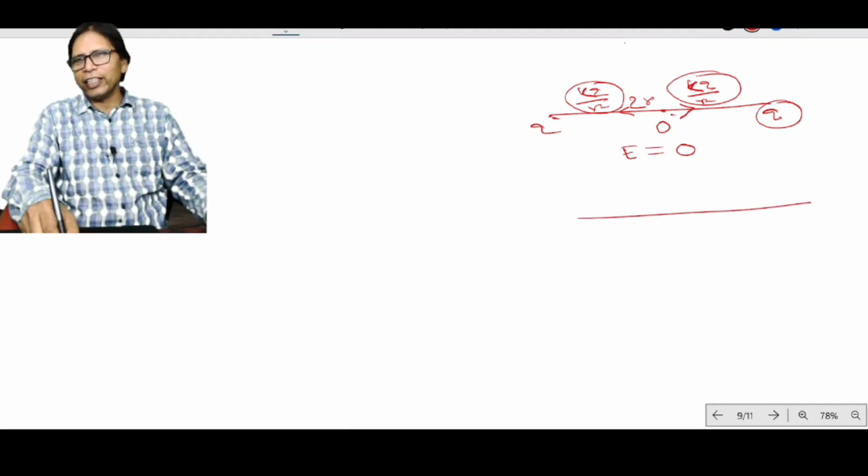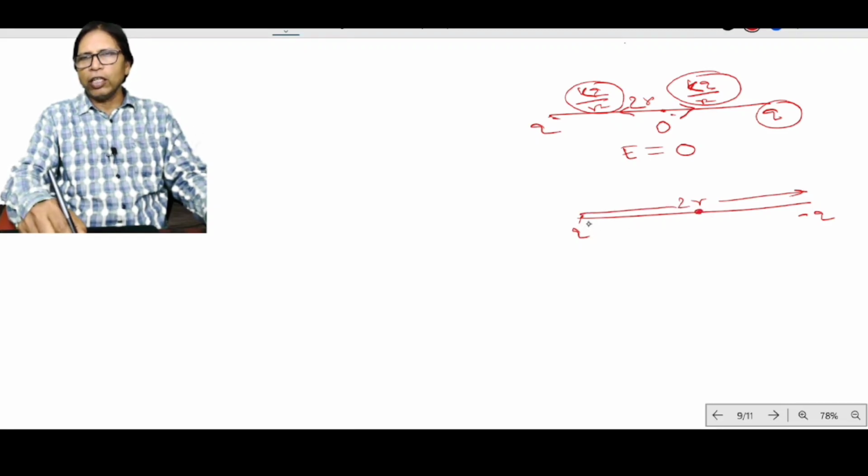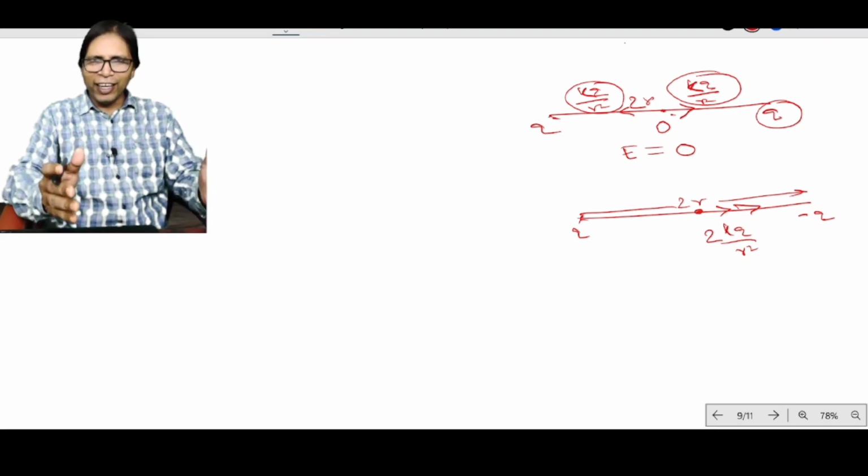Now if Q and minus Q charges are placed at a distance of separation 2r, find the electric field at the midpoint of the line joining the two charges. Due to Q charge, electric field is directed away, and its magnitude is kQ by r square. Due to minus Q charge, it is directed towards this charge with the same magnitude. So net electric field is 2kQ by r square. Okay, understood?